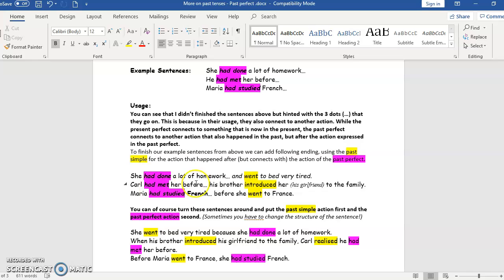Carl had met her before. His brother introduced her to the family. So Carl had met his brother's girlfriend before that. Let's say he maybe met her a couple of years ago. He already knew her by the time she became his brother's girlfriend, and his brother introduced her to the family.